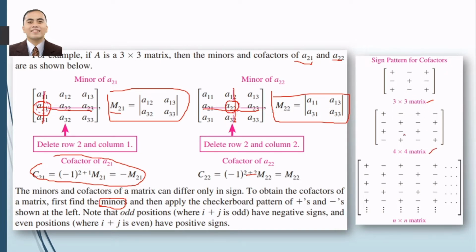This one is for a 4 by 4 matrix. So we have positive, negative, positive, negative, negative, positive, negative, positive, positive, negative, positive, negative, negative, positive, negative, positive, and so on to an n by n matrix. So note that odd positions where i plus j is odd have negative signs, and even positions where i plus j is even have positive signs.